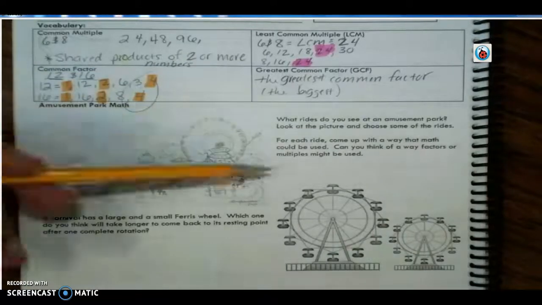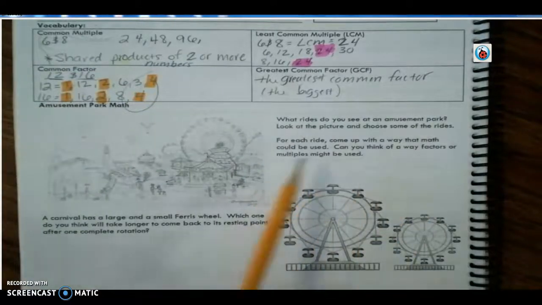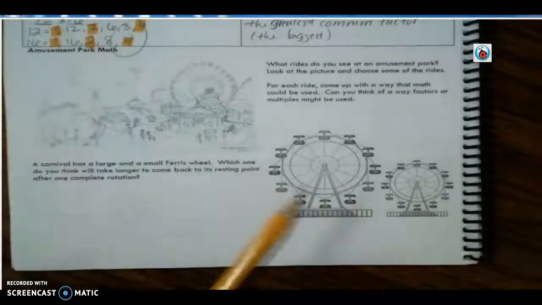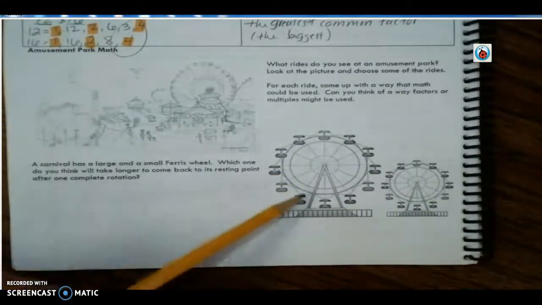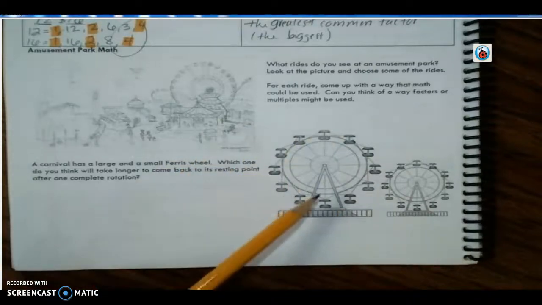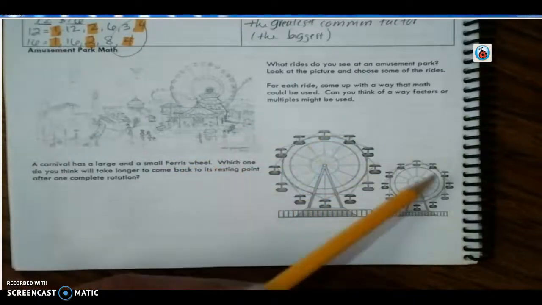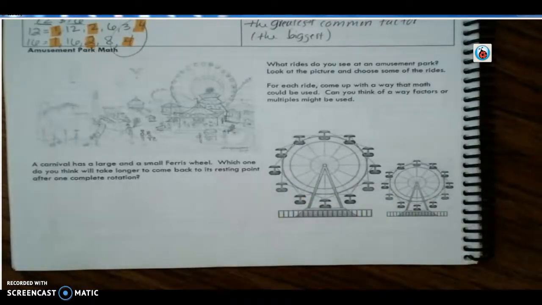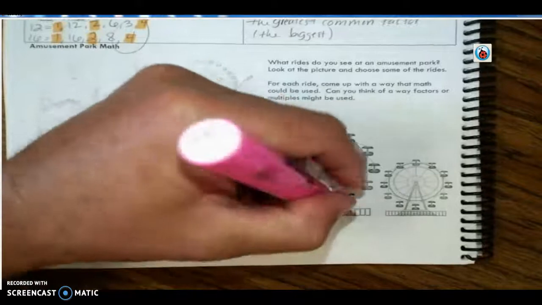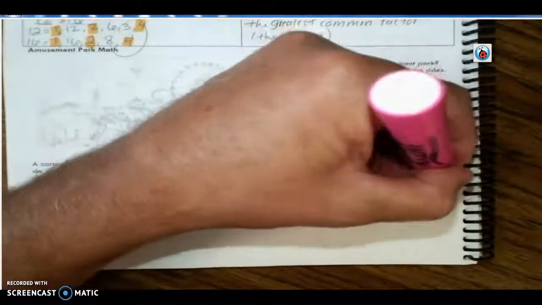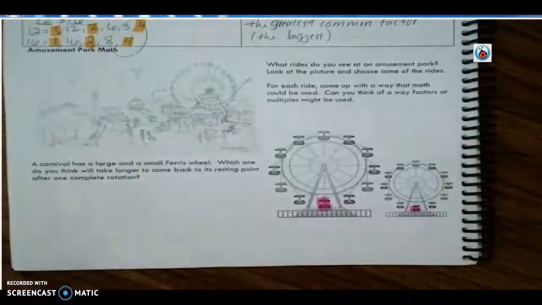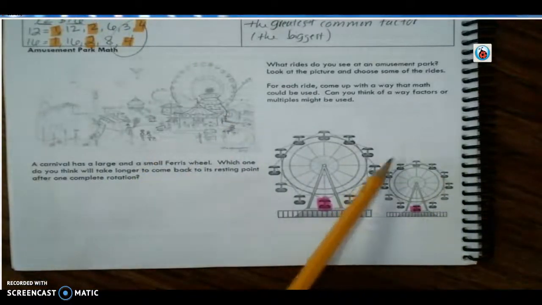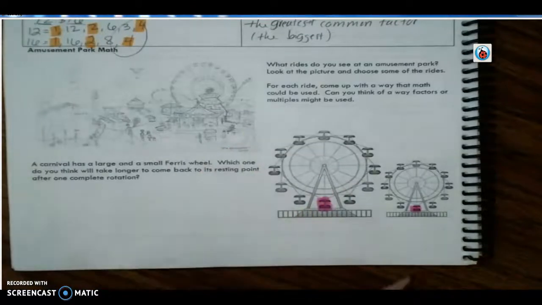Think about amusement parks. We're not going to really talk about all that stuff. We're talking about a large Ferris wheel and a smaller Ferris wheel, and they're moving around at different speeds. So we're going to have to look at the different speeds that they move and figure out, if this is the cart you're in right here, let's say you're in this one right here, and let's say I'm in this one right here, how many times around do you go, and how many times around do I go until we're back at the bottom at the same time?